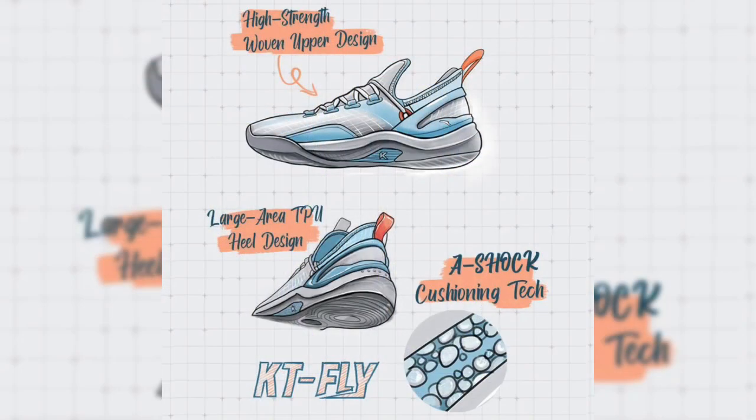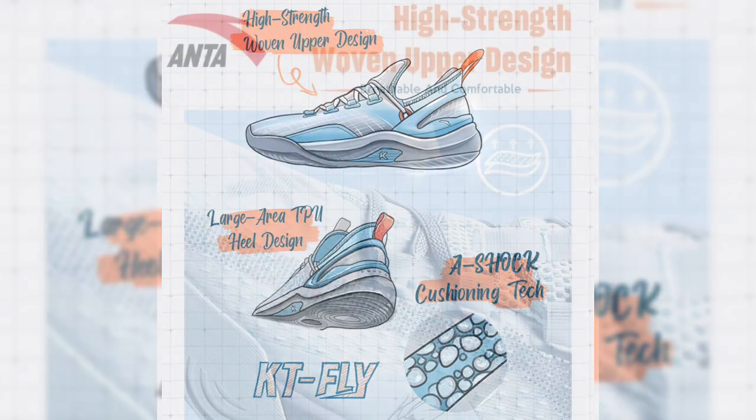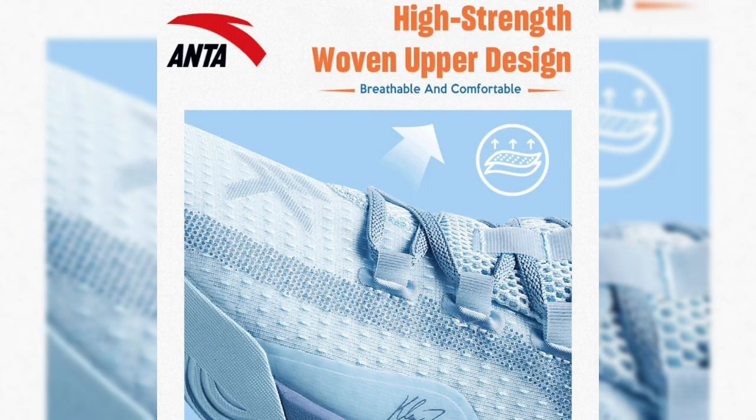Anta KT Fly series practical basketball shoes not only adopt a low top shape design, Anta also combines the special neckline and heel TPU module, so that this pair of KT Fly practical basketball shoes has the effect of one pedal, thus facilitating the daily wearing and taking off of these shoes.